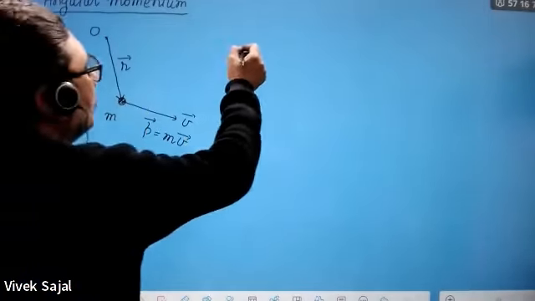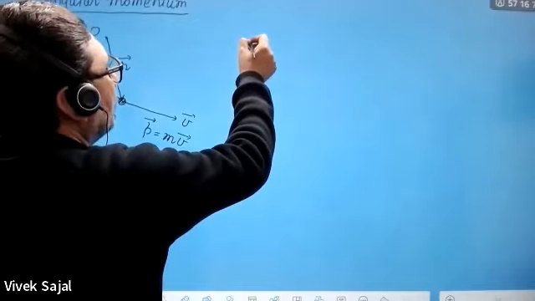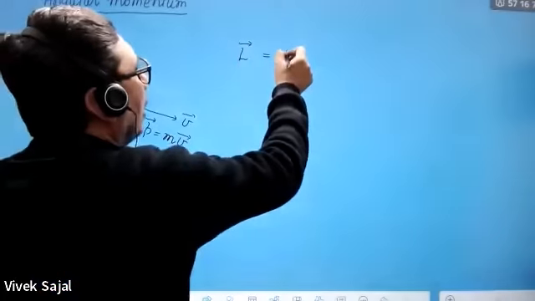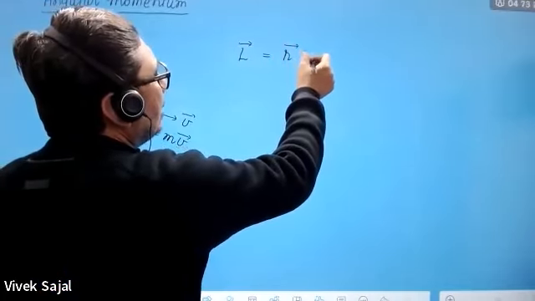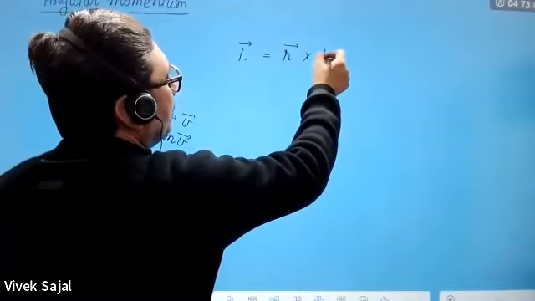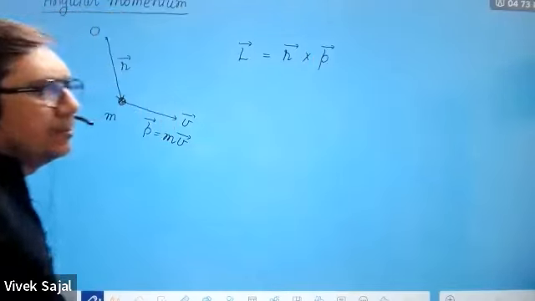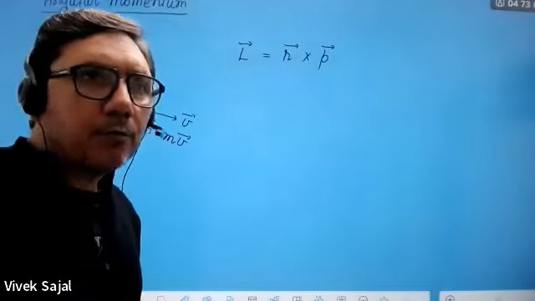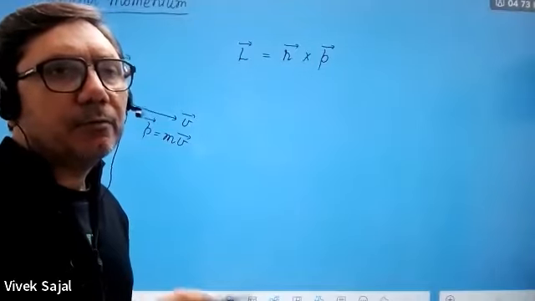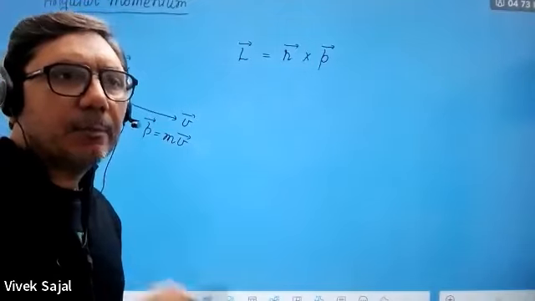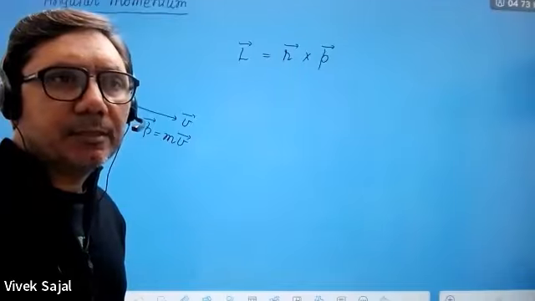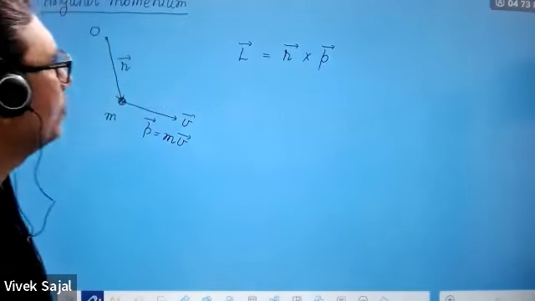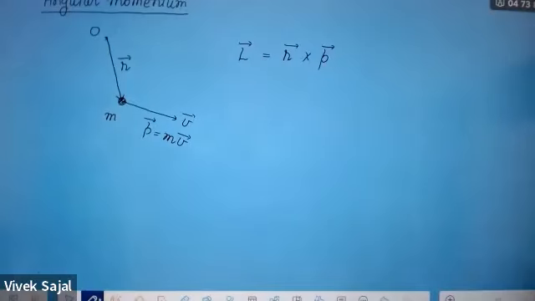And angular momentum, that is represented by L, of this particle about this point O will be r cross p. r is the position vector of the particle and p is its linear momentum. So the angular momentum of a particle about some point O will be equal to the position vector of the particle with respect to that point, and take its cross product with the linear momentum of the particle. So L will be equal to r cross p.